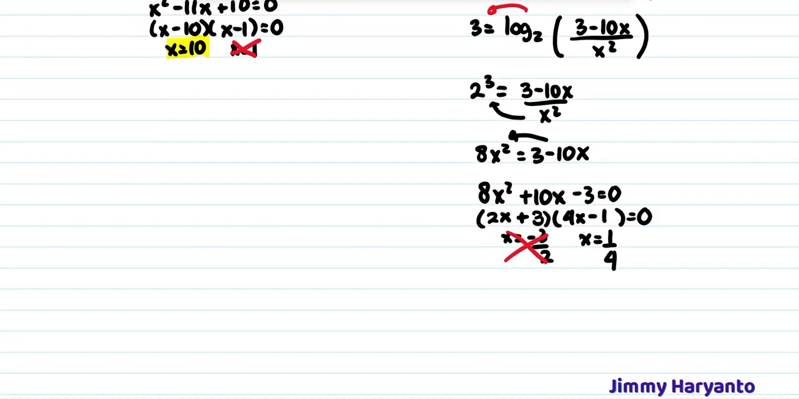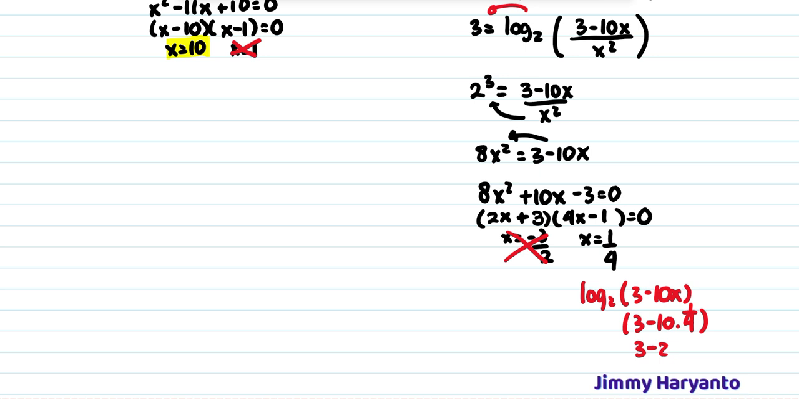For the log 2x of 1 over 4, it's safe. And then log 2 of 3 minus 10x, also safe, I guess. So 3 minus 10 times 1 over 4, so 3 minus 2.5, it's 0.5. 0.5 is still greater than 0. That means this one is satisfied. So the answer for this one is x equals 1 over 4.